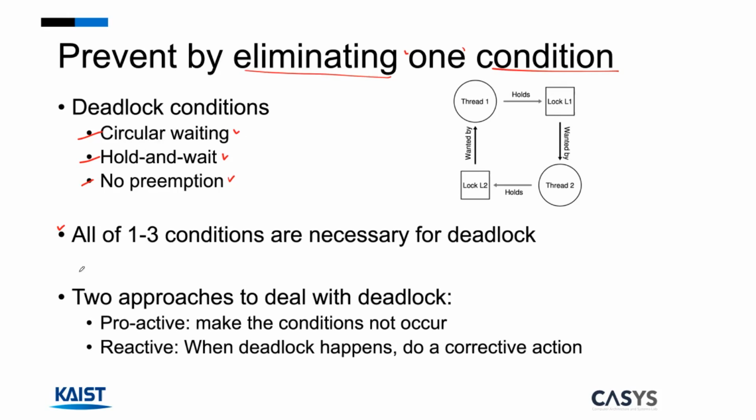To prevent deadlock, there are 2 possible approaches: proactive and reactive. Proactive, like the word says, makes the condition not occur. Proactive is a kind of defensive programming, where there are principles and programming practices for avoiding one of these conditions. Reactive means that when deadlock happens, you let it happen and then take corrective action by forcefully breaking the conditions. Reactive is usually hard to implement. Proactive is the more popular way. Defensive programming for avoiding deadlock is common in practice.